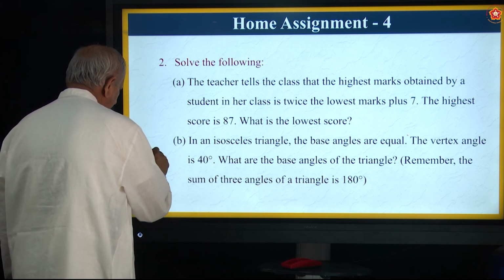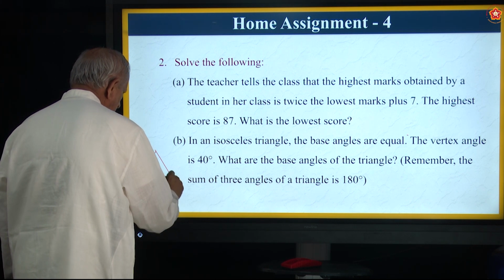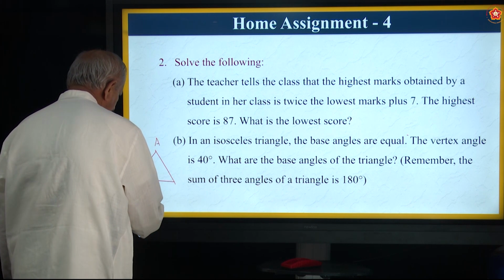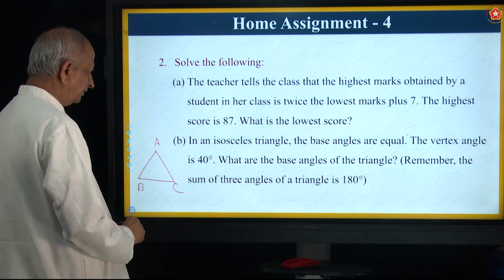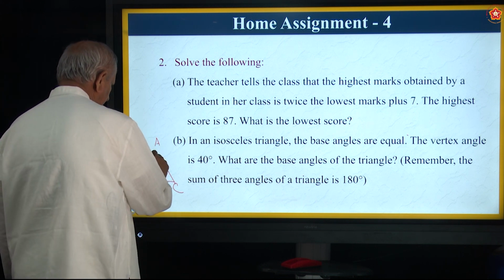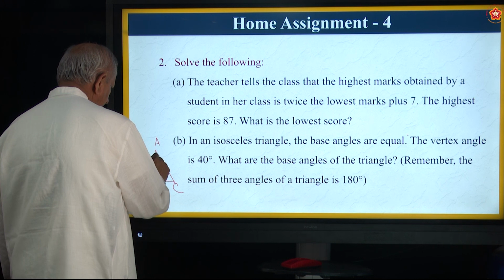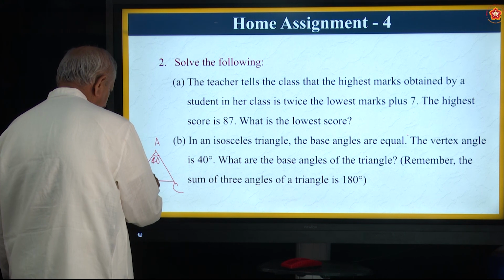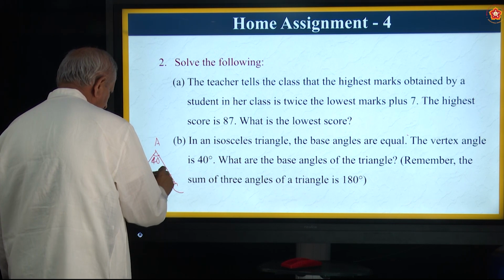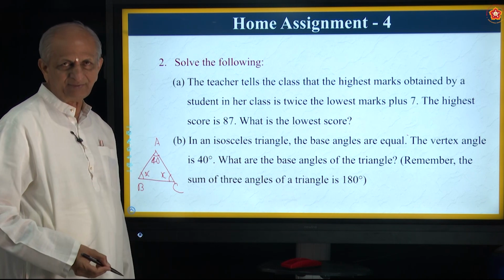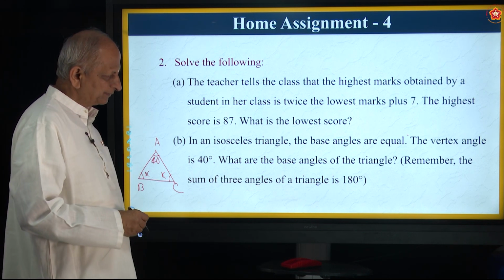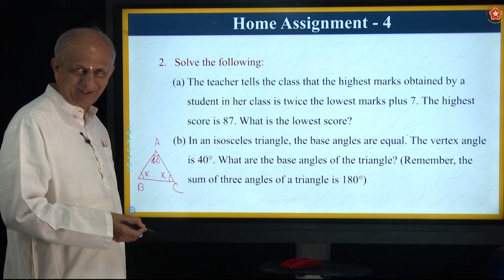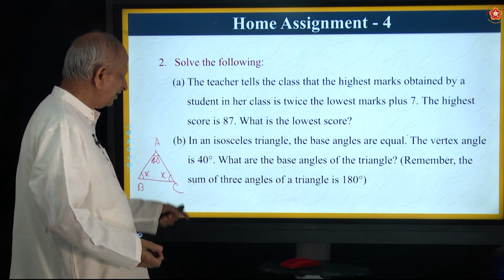So, think of an isosceles triangle. We call it ABC. Just for your convenience, I am giving this. Here, this angle is given to be 40. And you are given that base angles are equal. So, take it as x. What is the sum of the three angles of a triangle? 180 degrees. So, use this figure. Of course, you can draw neatly with pencil and scale, okay, and get the value of x.